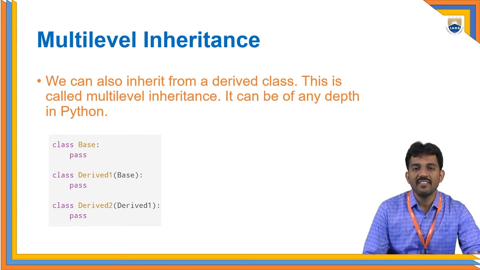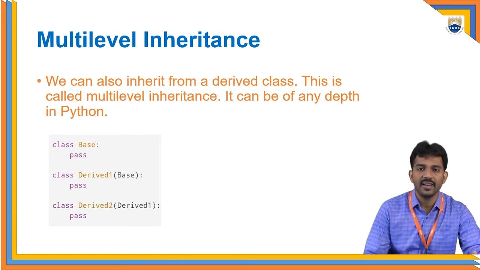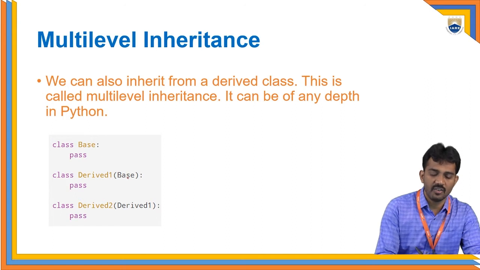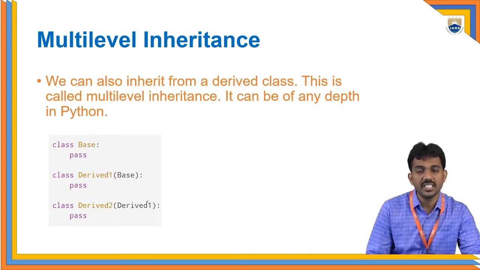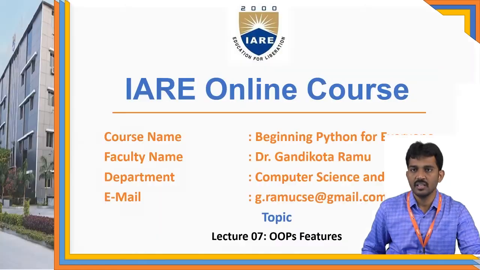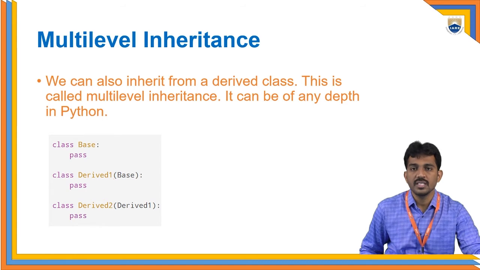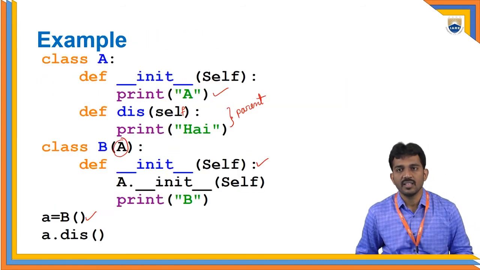And multi-level inheritance. Multi-level inheritance means chaining. You can also inherit from a derived class, and this is called multi-level inheritance. It is simply depth, right? The base class has a derived class, and from that derived class you can again derive another class. It is a chaining process. Let us see one by one.